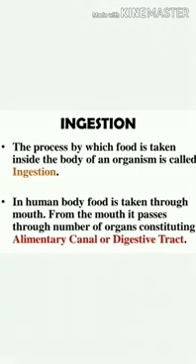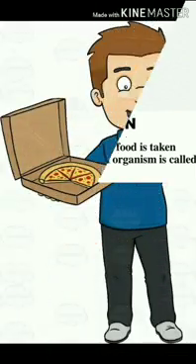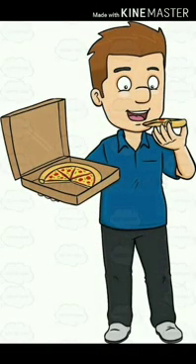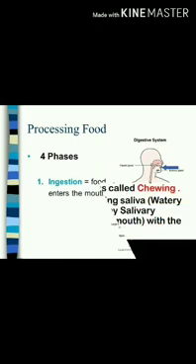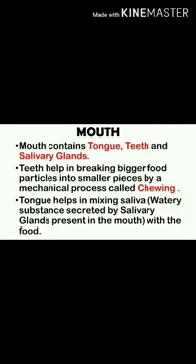Of the body. In the human body, food is taken in through the mouth. From the mouth it passes through a number of organs constituting the alimentary canal or digestive tract. Let us learn about the mechanical processes involved in chewing of food. When we put the food in our mouth, the food processing gets started from the mouth itself. Let us learn about the mouth.